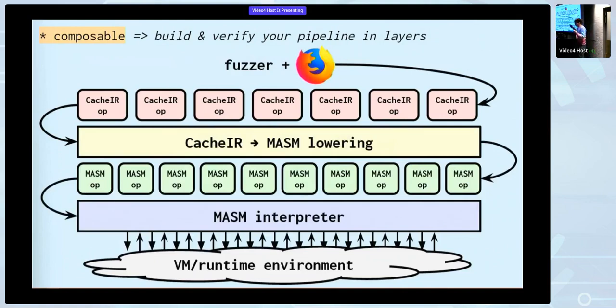You could also, and this is something we were doing already, hook a fuzzer up to Firefox, and you could have Firefox dump out real-world cache-ir stubs, then plug those stubs into your cache-ir to MASM lowering and plug that into the interpreter and get translation validation of those real stubs that you're seeing go through the browser.